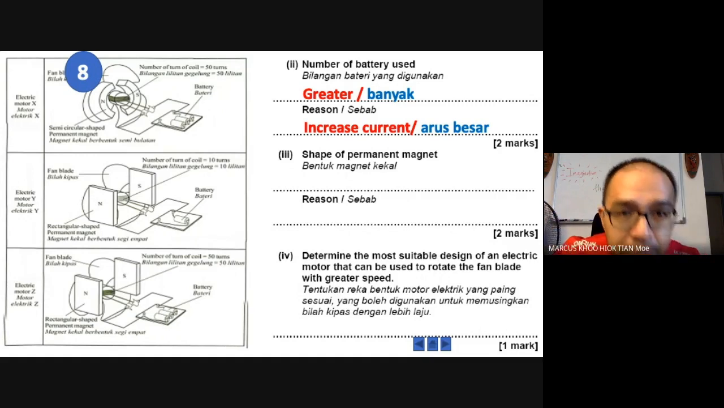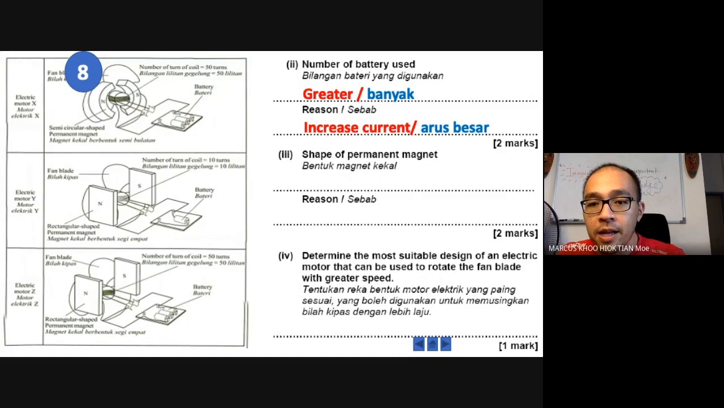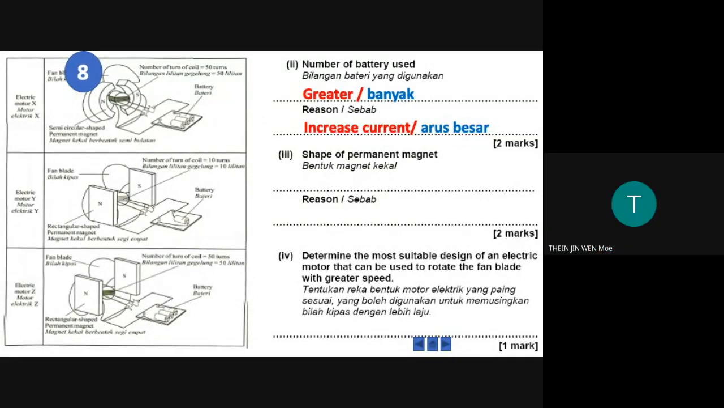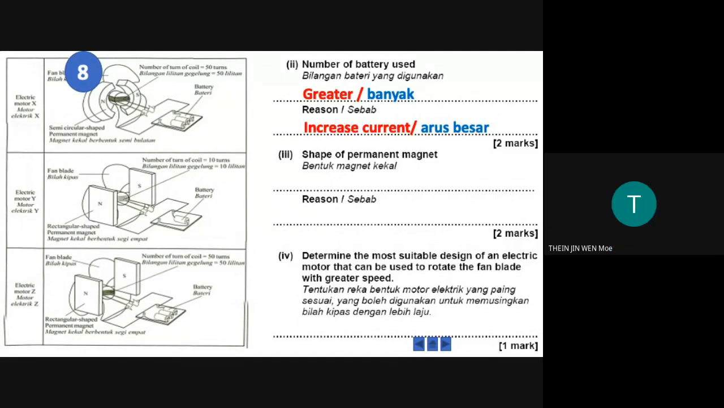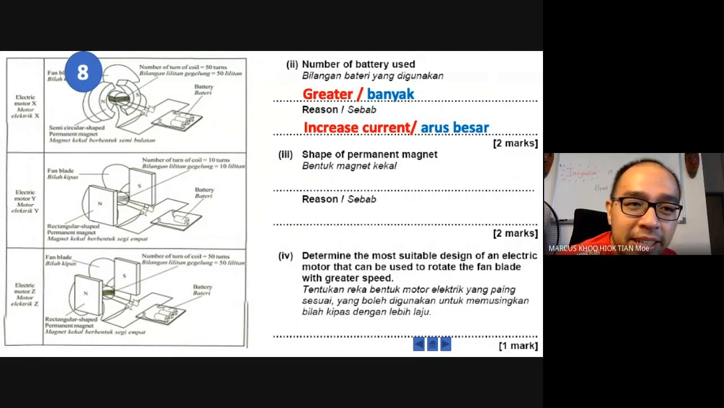Shape of the permanent magnet. Can I have Miss Tian for this, please? Rectangle. Why rectangle? Bigger magnetic field. If we use a rectangular one, it will be a bigger magnetic field.